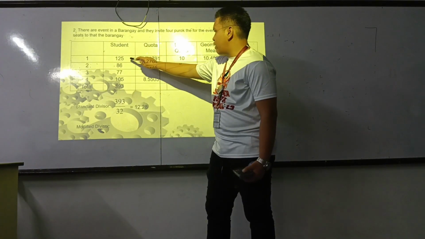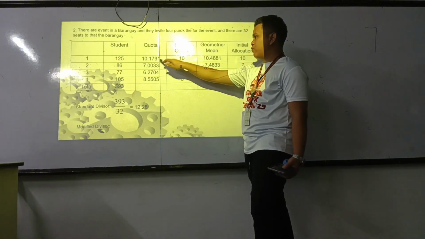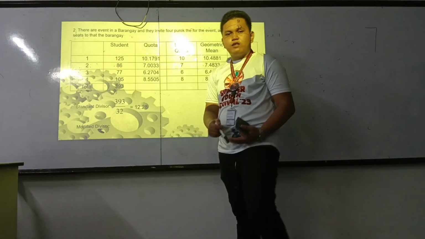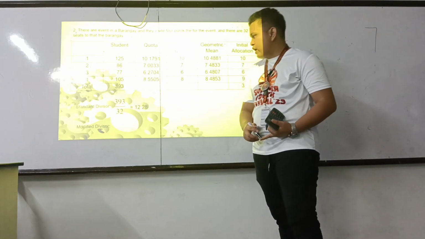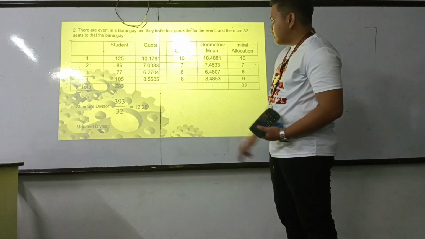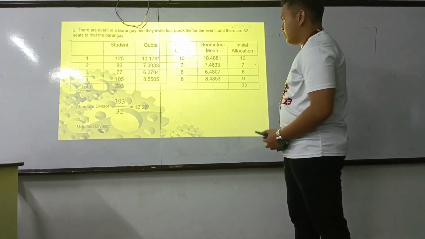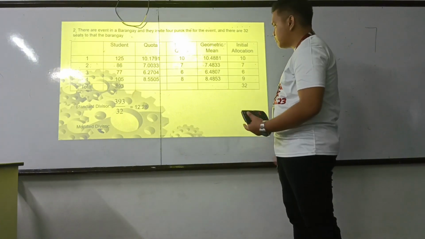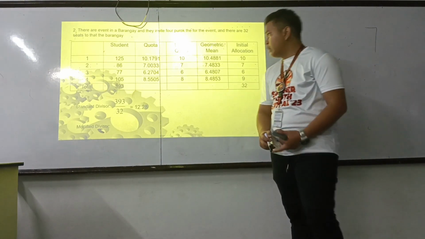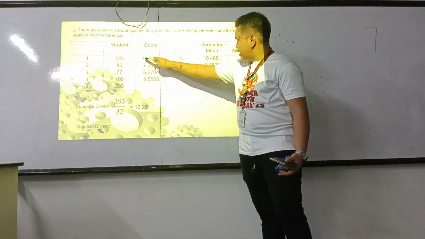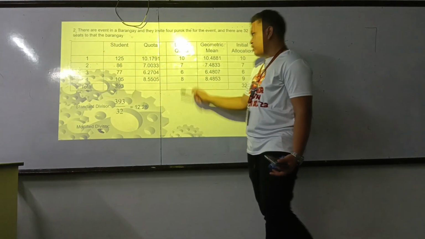So 125 divided by 12.28 is 10.1791. And 86 divided by 12.28 is 7.003. And 77 divided by 12.28 is 6.2704. And 105 divided by 12.28 is 8.5565. And our lower quotas are 10, 7, 6, and 8.